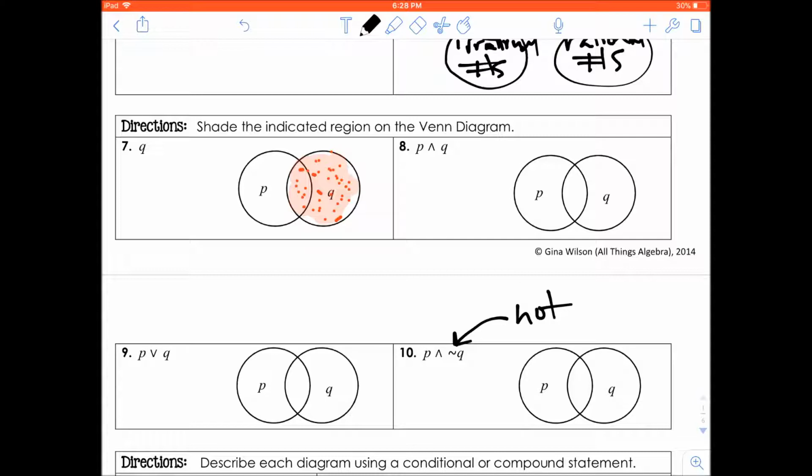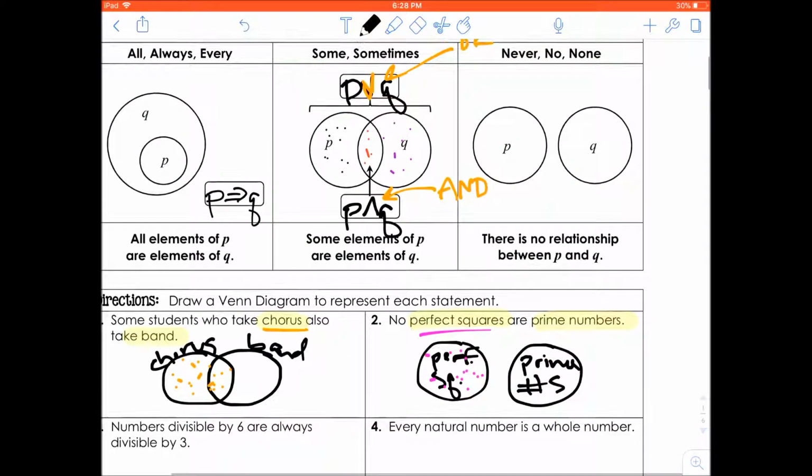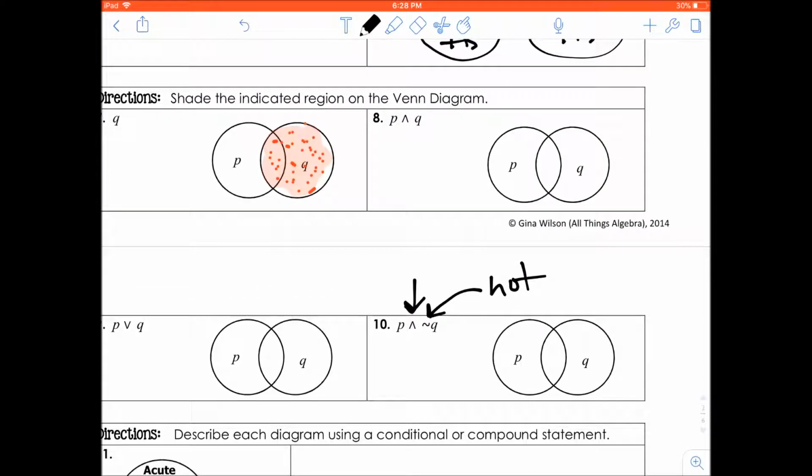So let's see. This upside down V, if I scroll up, I look and I say that means and. So I'm going to read it out now. I need something that is in P and not in Q. I'm going to say that again. Think about that slowly. P and not in Q. So I need it to be in P, but not be in Q.